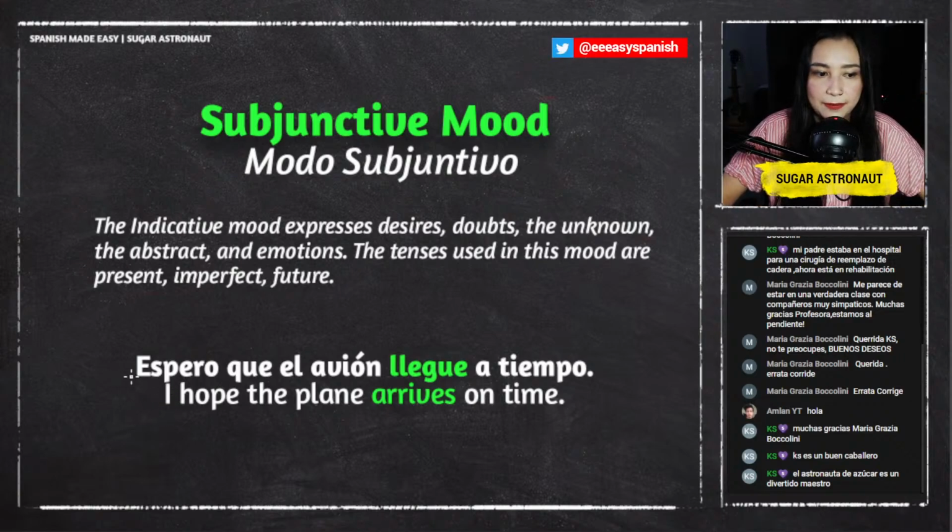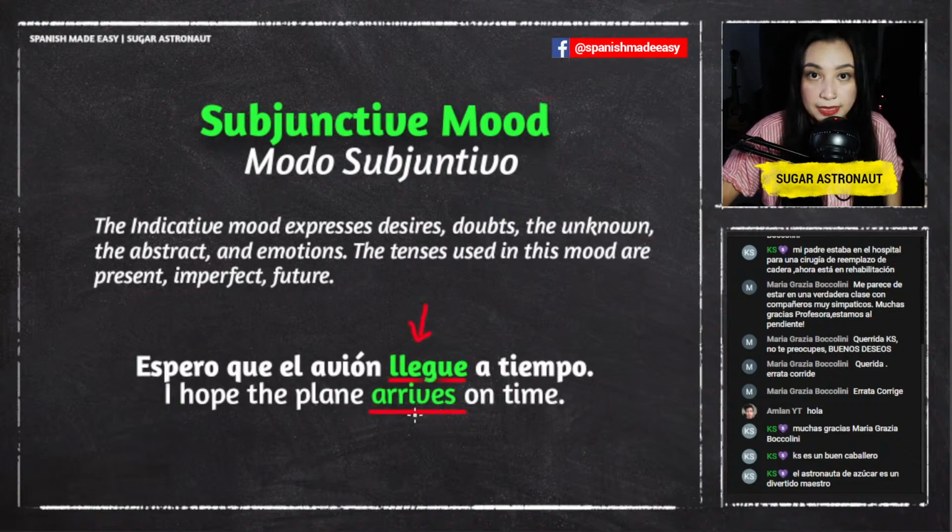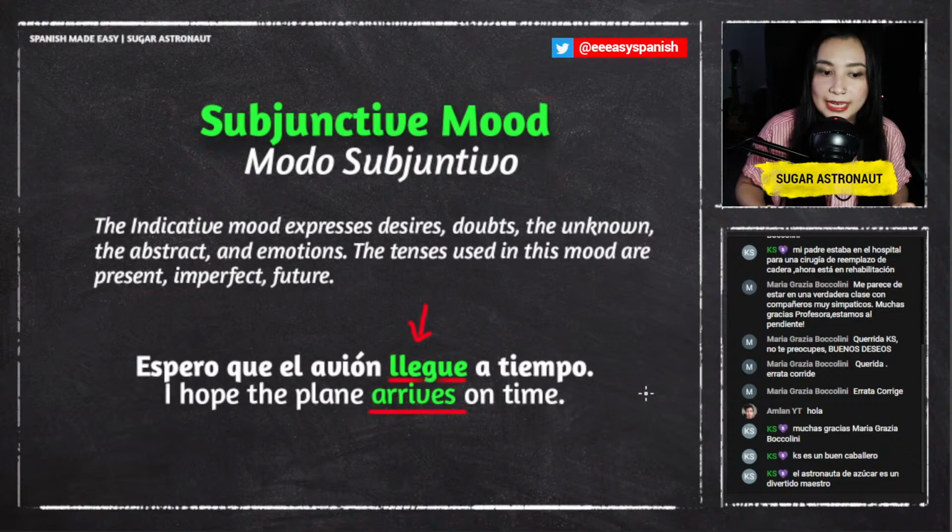Let's see an example. Espero que el avión llegue a tiempo. And this means I hope the plane arrives on time. Okay? So this one is quite interesting because this is the verb that we're using. And this one is in the subjunctive mood. And also it's in present tense. Ooh, it gets complicated, right?